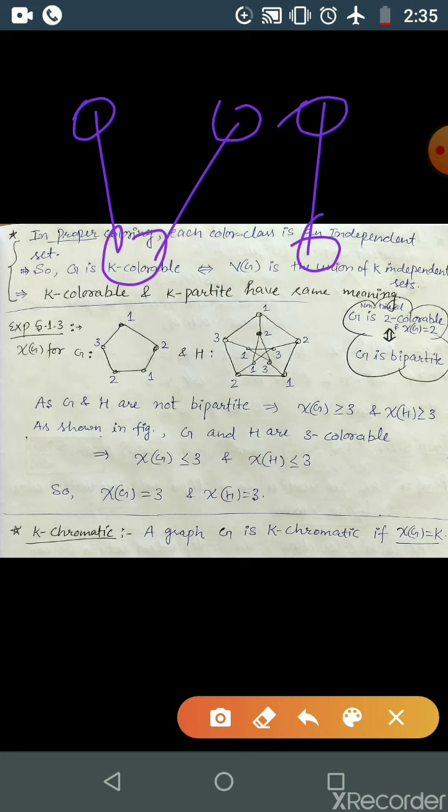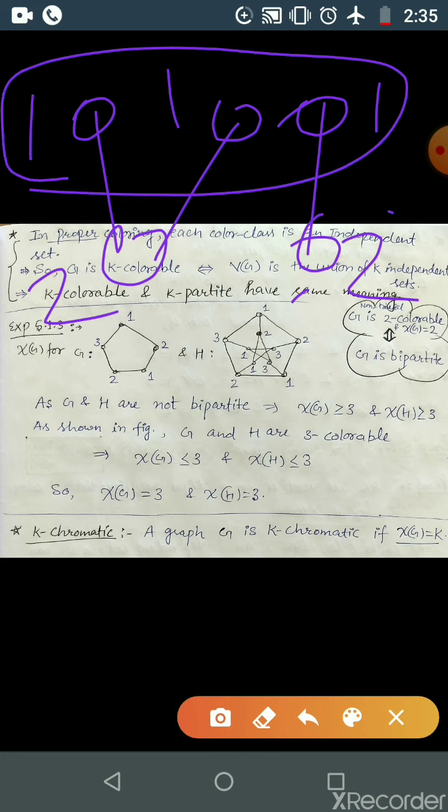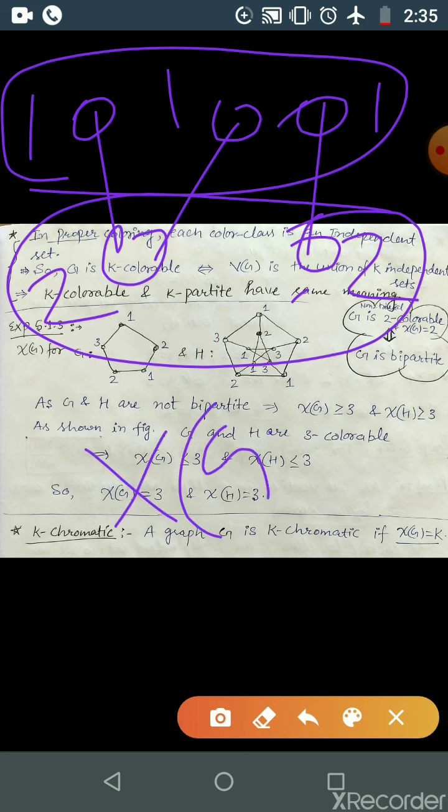Then it will be 2 colorable, 1 2 1 2 1, or you can use 2 1. Okay, doesn't matter, 1 2. Here this is the one partite set, this is the other partite set. And what is the minimum colorability of this one? This is 2 colorable because at least one edge is present. So the chromatic number for a bipartite graph will always be 2.